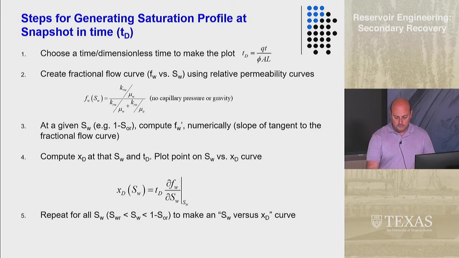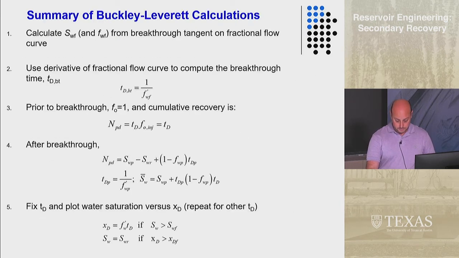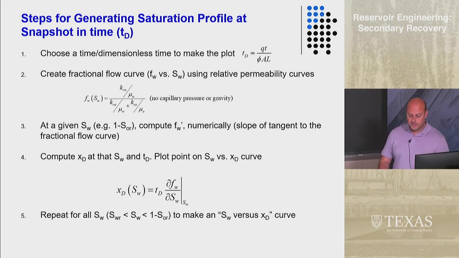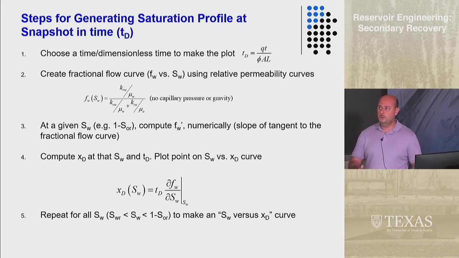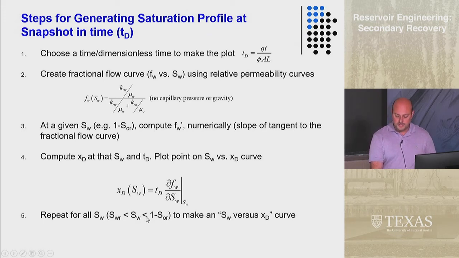But you want to be careful, because you only want to do that up to SWF. So I said repeat for all SW from SWR is less than SW to 1 minus SOR. But really, I should have said up until SWF, the front water saturation, and at saturations above that point, we know that the water saturation just becomes SWI for any XD greater than XDF.